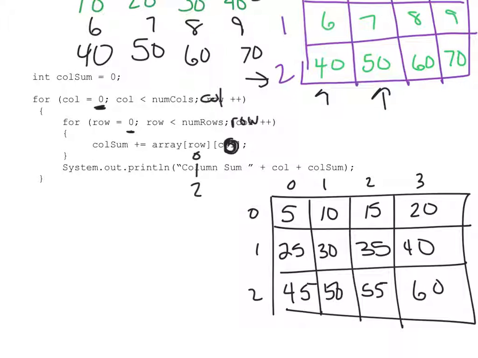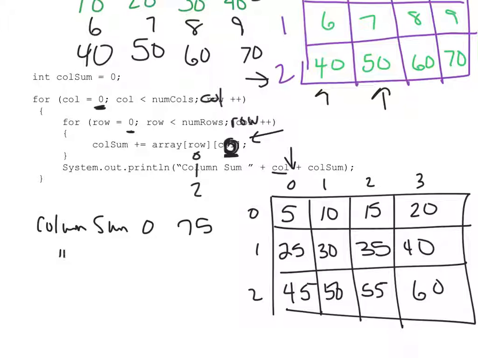So what should output for this particular one, it's going to say column sum, and then it's going to say whatever col is. So in this case it's column 0, so that's here, because 0 remains constant here. And then it's going to go through the 0, 1, and 2, adding them up here. And so in this case 75.